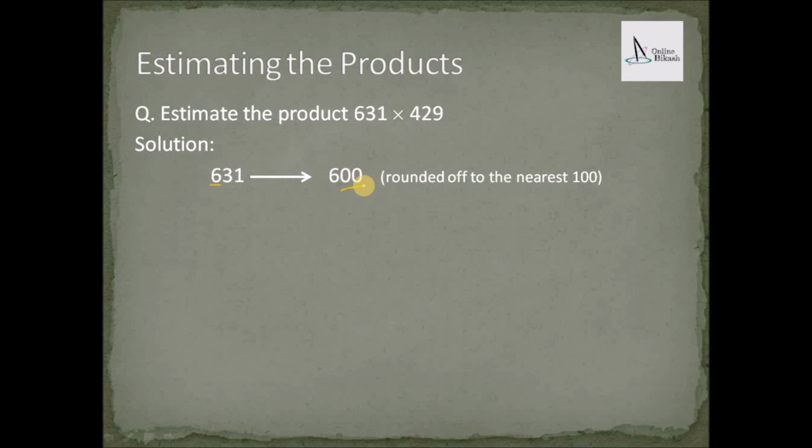Okay, so let us see 631. If you round it to the place of 100, then it will change to 600. 429 will change to 400, rounded off to the nearest 100. And now if you multiply 600 and 400, what will be the result? You can easily multiply this one. Just you need to multiply this 6 and 4. 6 fours are what? 24.